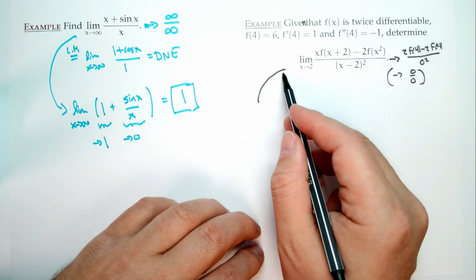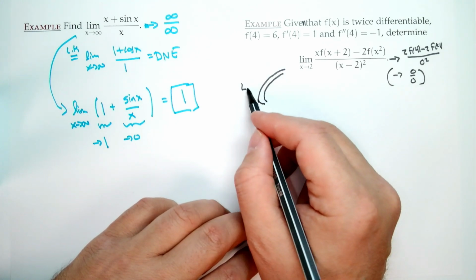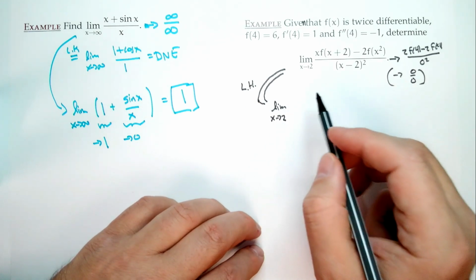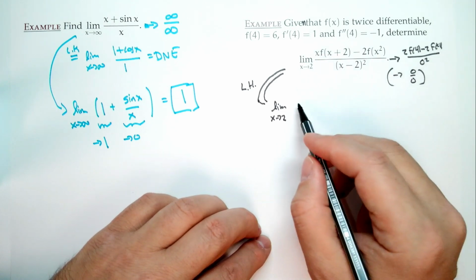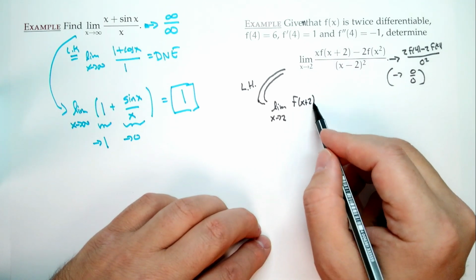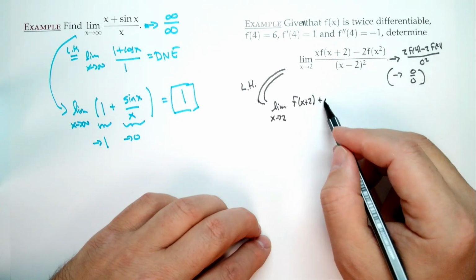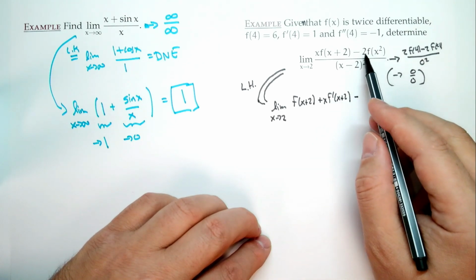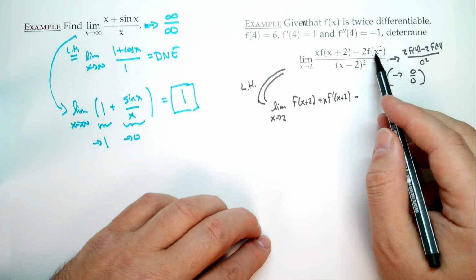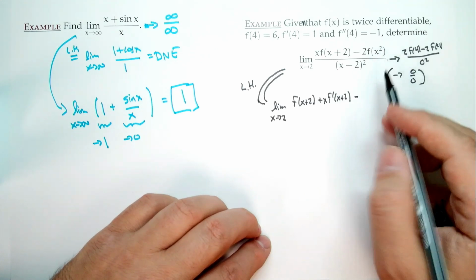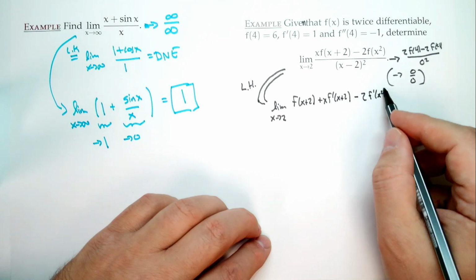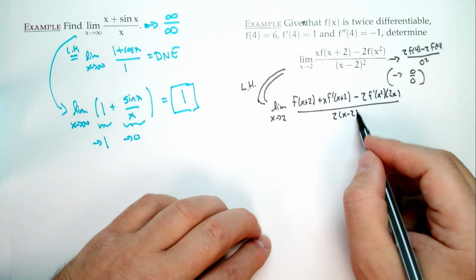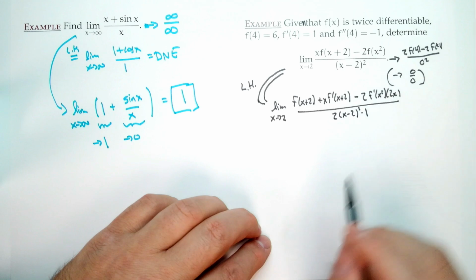So this is going to be equal, give ourselves a little bit of space here, L'Hopital. Limit as x approaches 2 of what? Well, product rule. So f of x plus 2 plus x f prime of x plus 2. Then here, minus 2 f prime of x squared, but then you can do with the chain rule, multiply by another 2x. So 2 f prime of x squared times 2x. All divided by 2 times x minus 2 to the 1 times 0 to the inside is 1.